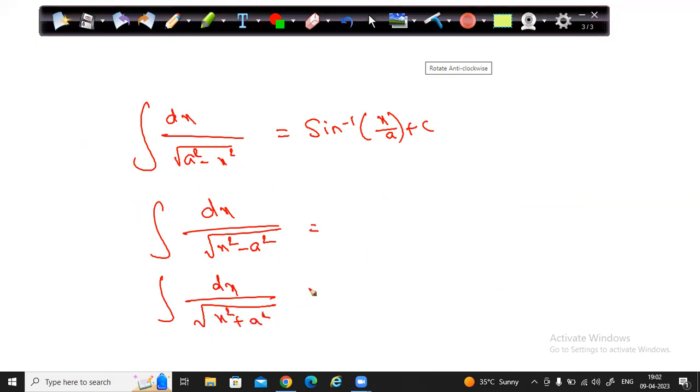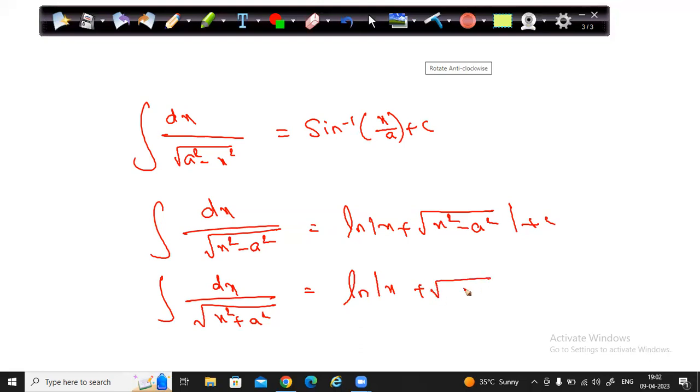I have these formulas fixed in my brain here. So the integral of dx upon root of a square minus x square is sine inverse of x by a. The integral of dx upon root of x square minus a square is ln mod x plus root of x square minus a square plus c. Dx upon root of x square plus a square is ln mod x plus root of x square plus a square plus c. Please have all these formulas in your brain. They'll help you.